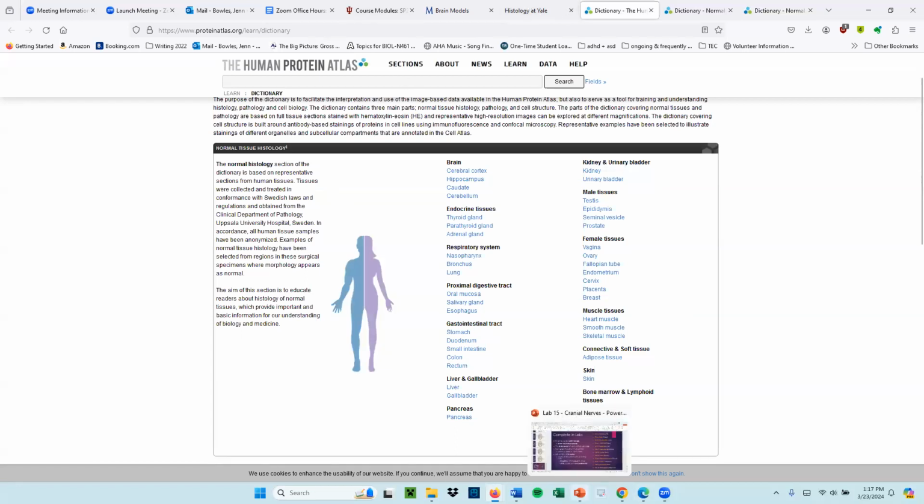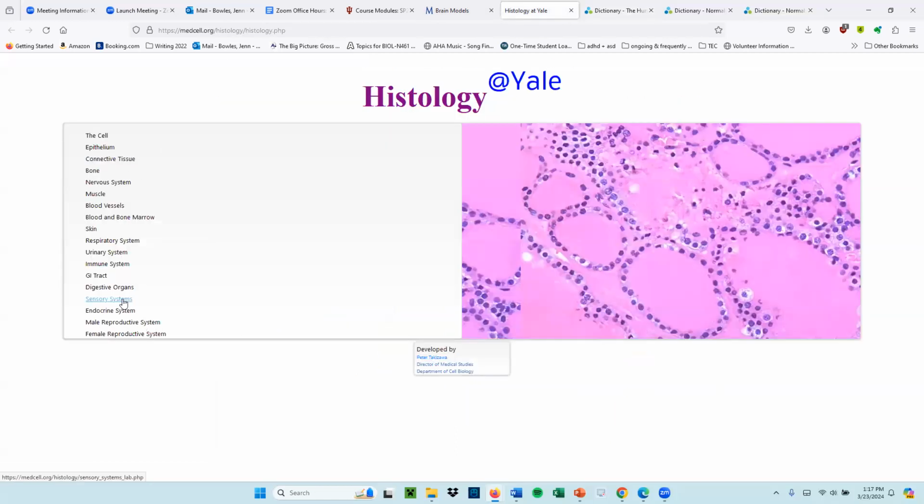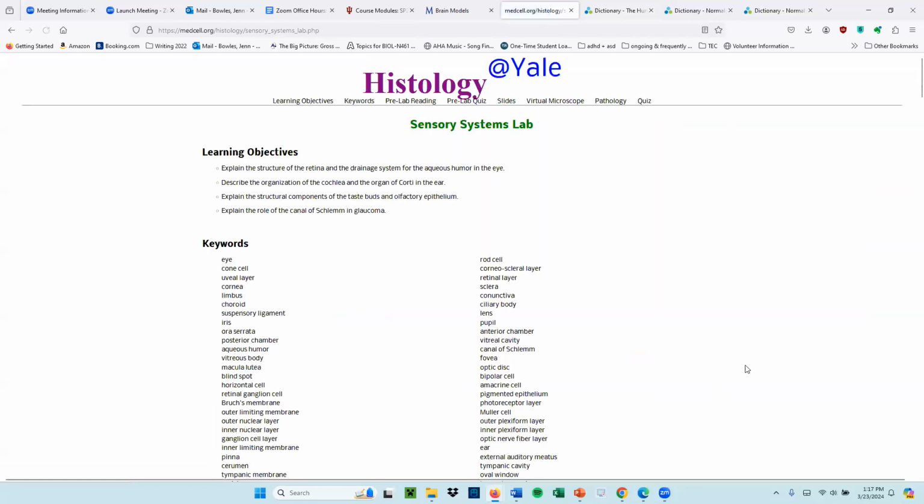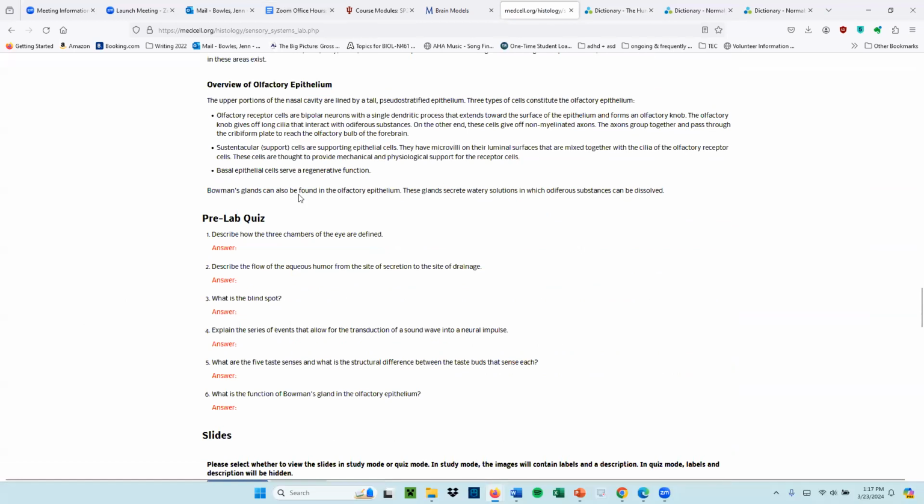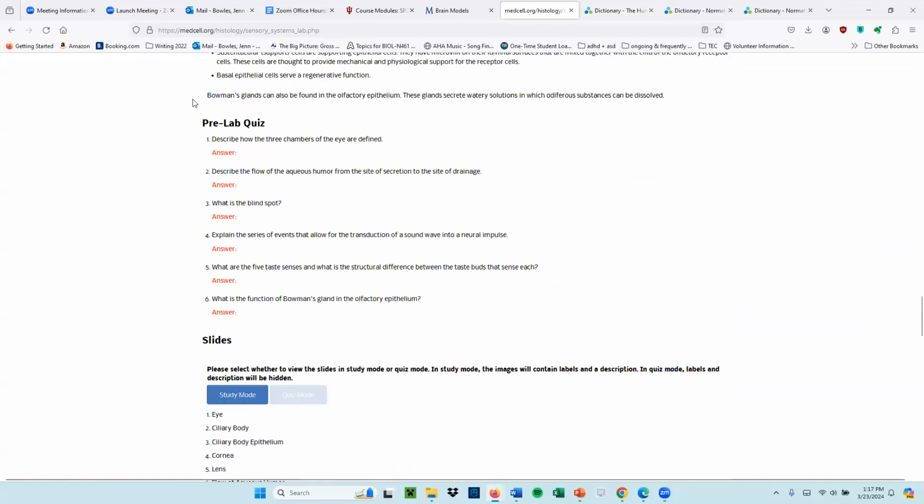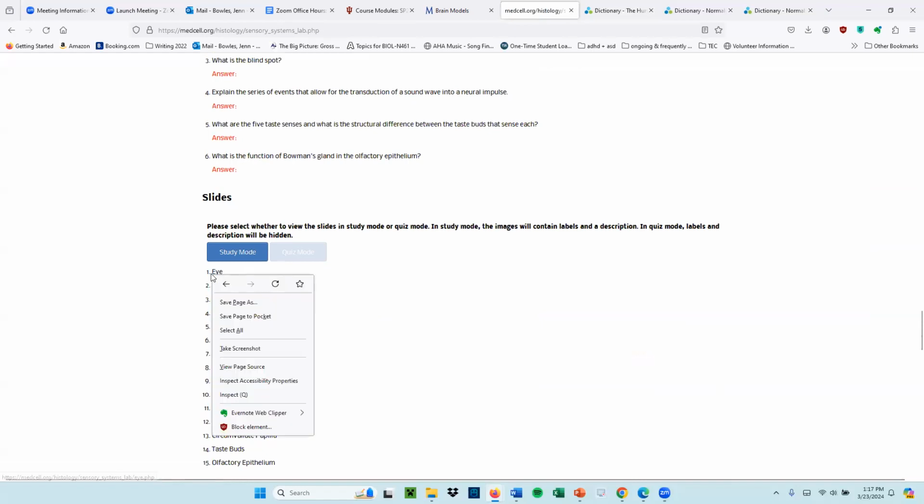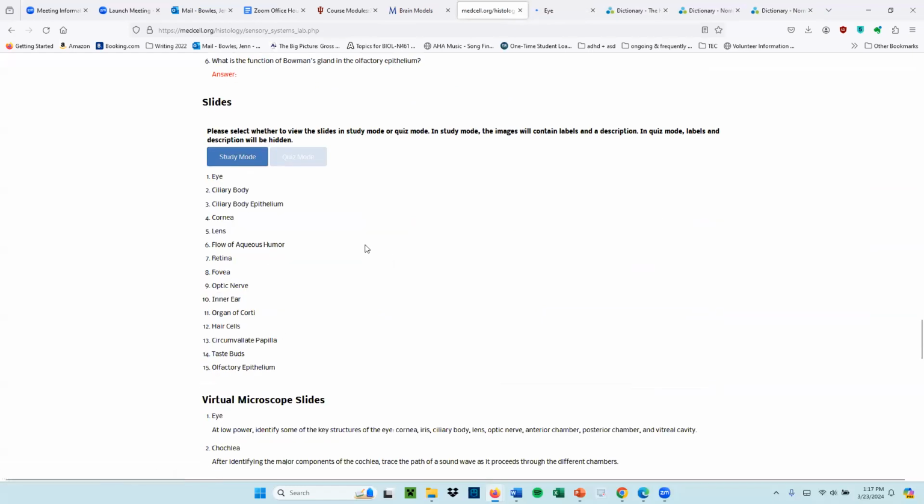And then we had our sensory histology. So for this one, your Yale resource is going to be your friend. We have an entire lab just for sensory systems. So you'll have to scroll down quite a ways. Once you get past the pre-lab quiz, we get into slides. So these are how I would practice to prepare for the microscope section.